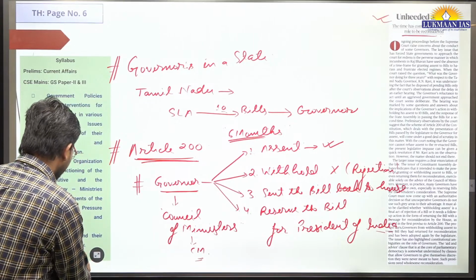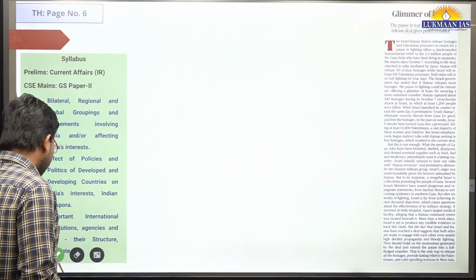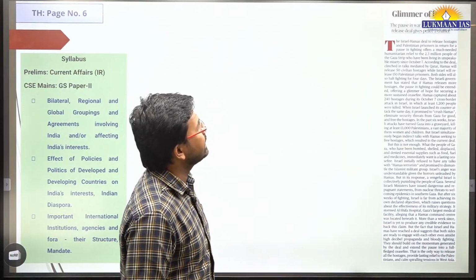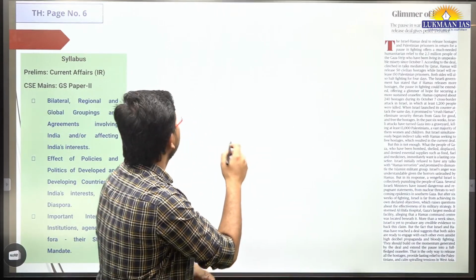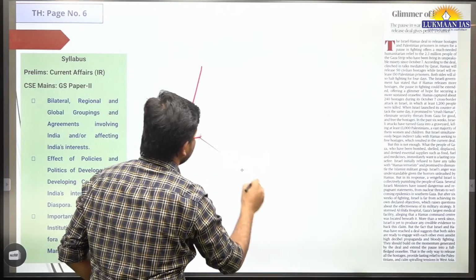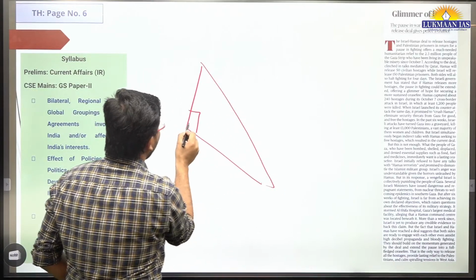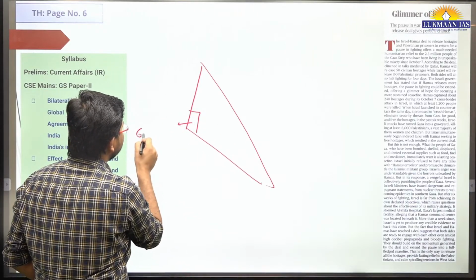This article is good. Alright, with this we will quickly go to another very small article, page number 6 in The Hindu newspaper. It says glimmer of hope. Here again they are talking about the Israel-Palestine issue. Over here I have just drawn a map of the Gaza Strip. This is the Gaza Strip.